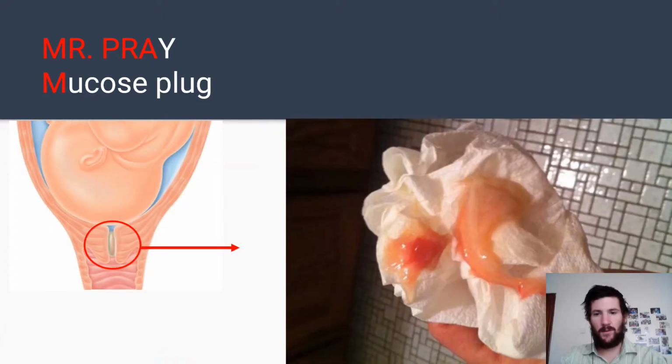So here you have a photo of the mucus plug. It's something like this. It's not more quantity than that, and sometimes it's not with fresh blood. It can be with old blood, ancient blood. It can be something brown, a brown color.